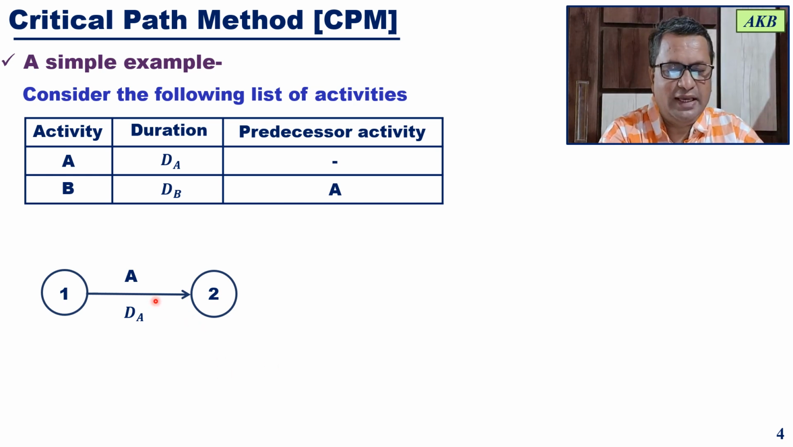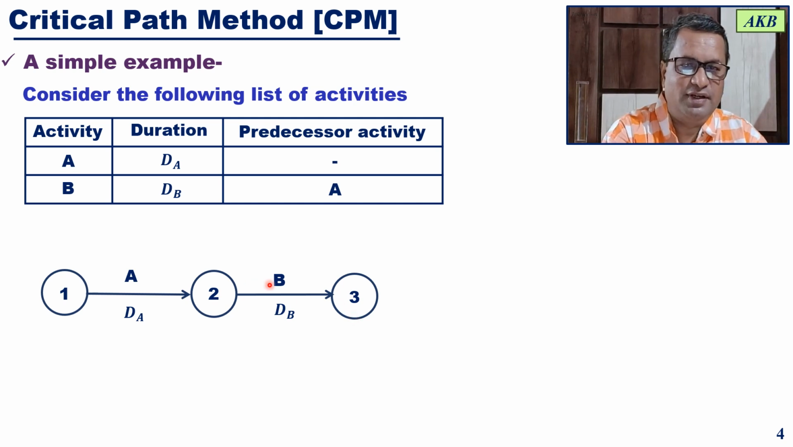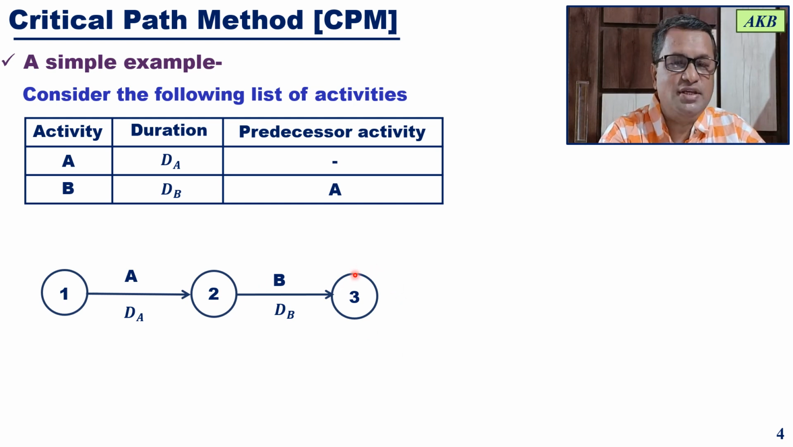Once activity A is completed, as per the information in the table, you can start activity B. Activity B will start, proceed for duration dB, and finally end at event 3. So for activity B, 2 is the start event or tail event, and 3 is the end event or head event. Okay. So for this simple list of project activities, just two activities, you have this simple network diagram.